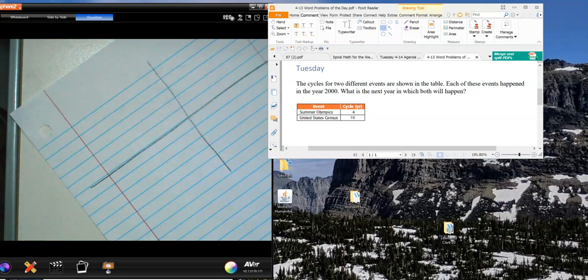So first thing I do is I'm going to go ahead like I always do and read the word problem, and then we'll come up with an answer sentence. The cycles for two different events are shown in the table. Each of these events happen in the year 2000. What is the next year in which both will happen? Well, as I read this, I look at my question, what is the next year in which both will happen? And I come up with an answer sentence.